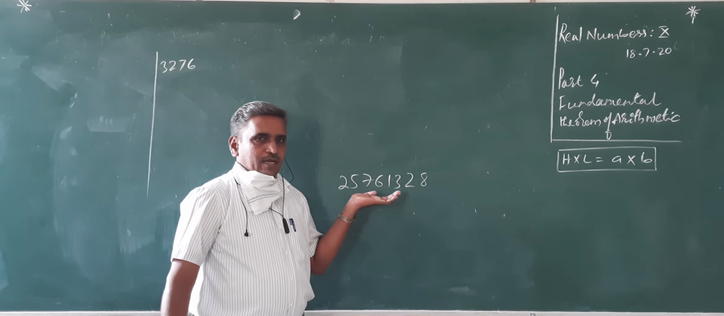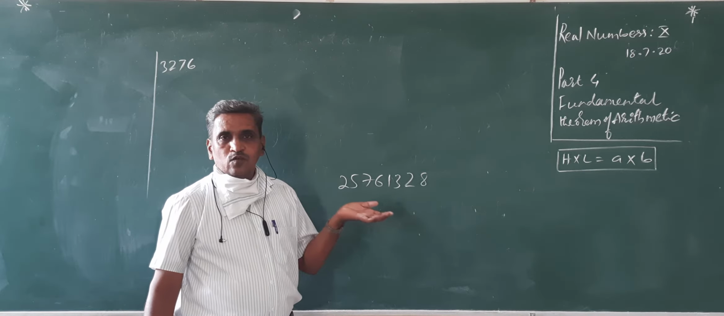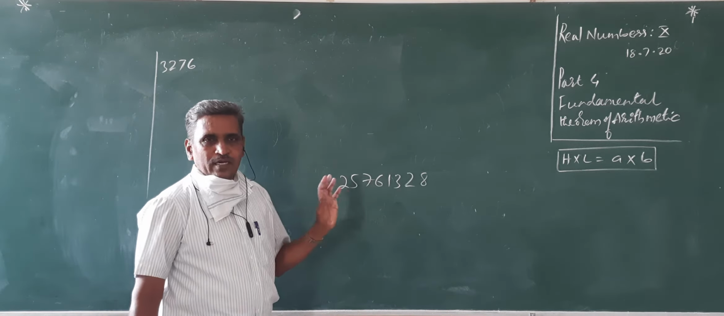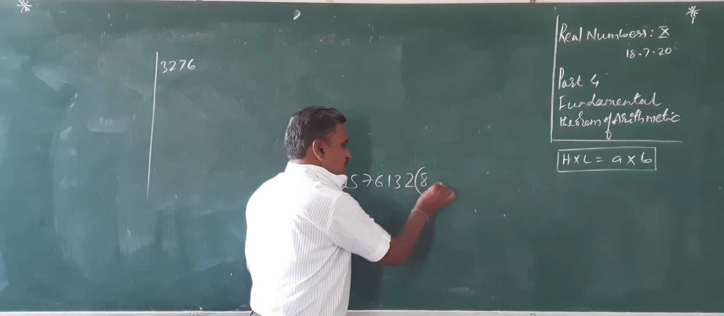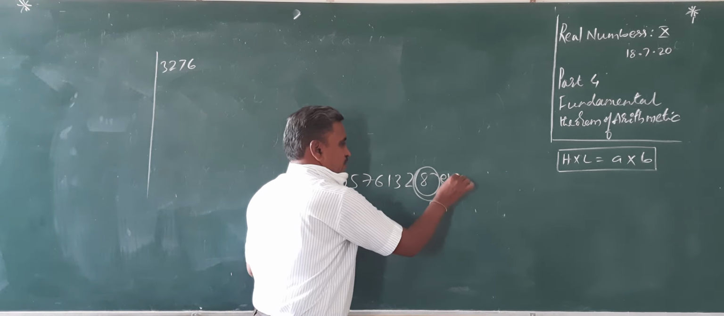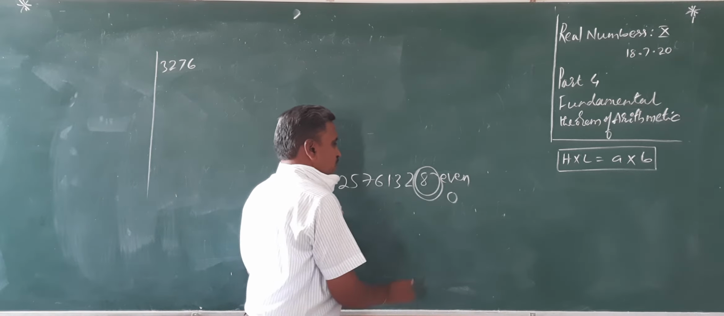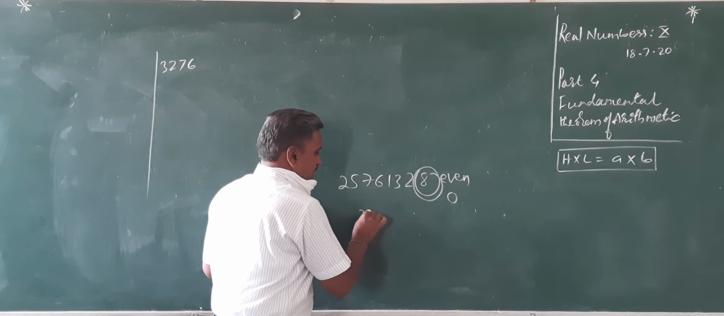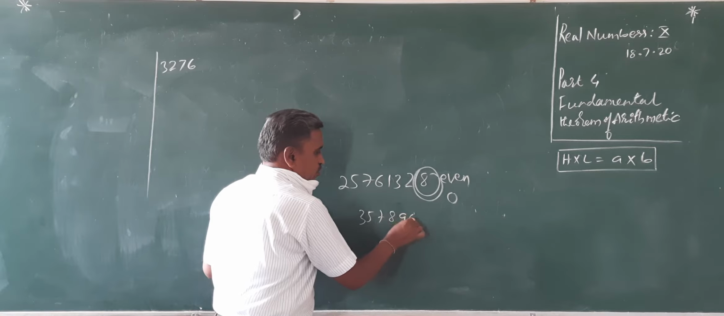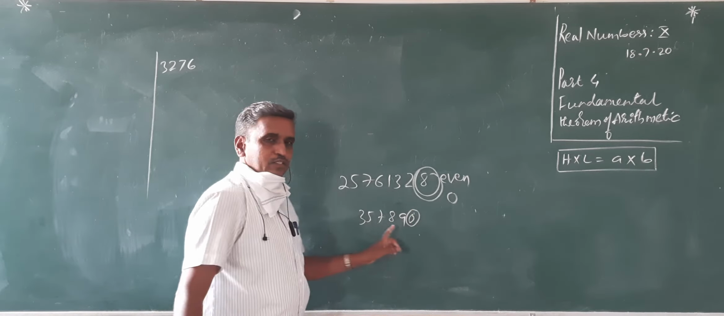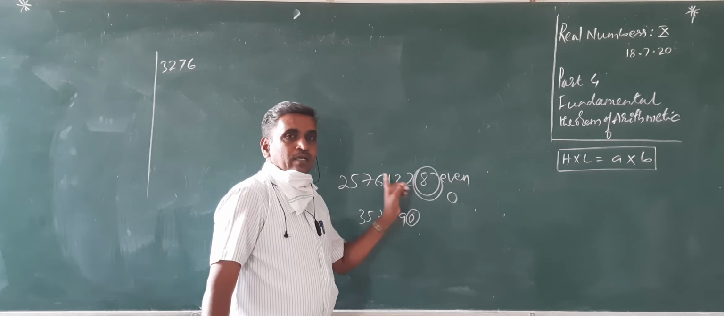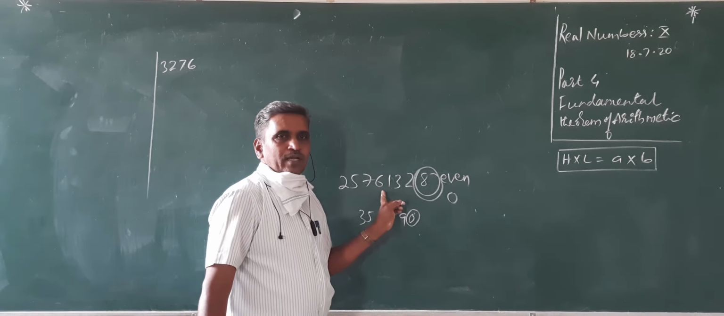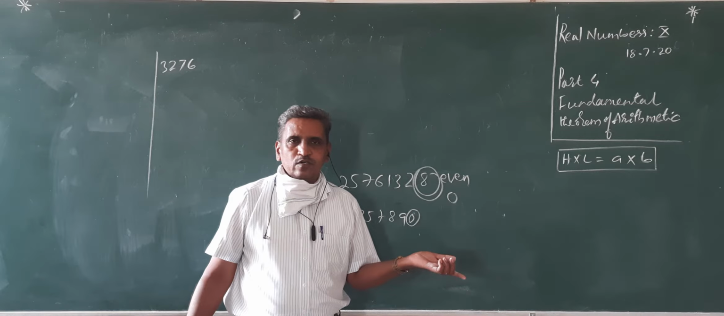How can we understand whether a number is divisible by 2, 3, 4, 5 and so on? The first condition is divisibility by 2. If the last unit digit is 0 or an even number, that is 2, 4, 6, 8, or 0, then that number is divisible by 2. That is the divisibility property of 2.